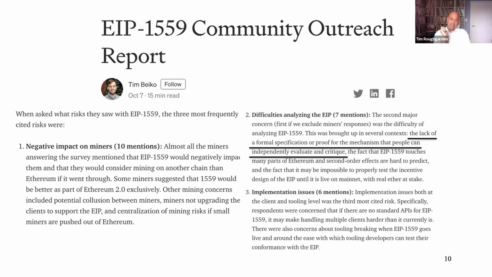And let me emphasize, none of the respondents to this survey were academic researchers. These were all people in the Ethereum trenches. And there really was a visceral hunger for a formal analysis of this proposed mechanism. And such a formal analysis is one of the goals of the work I'm describing.